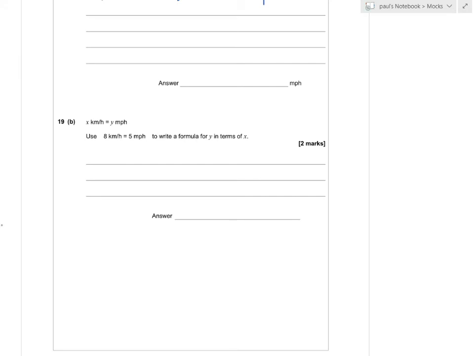Right. So, use kilometres and miles, use 8 and 5 to write a formula for y. So it's going to be y equals something, in terms of x. So the y is the miles. So what did we do? We divided by 8 and multiplied by 5. So we multiply by 5 divided by 8. Yeah, just put it that way around.